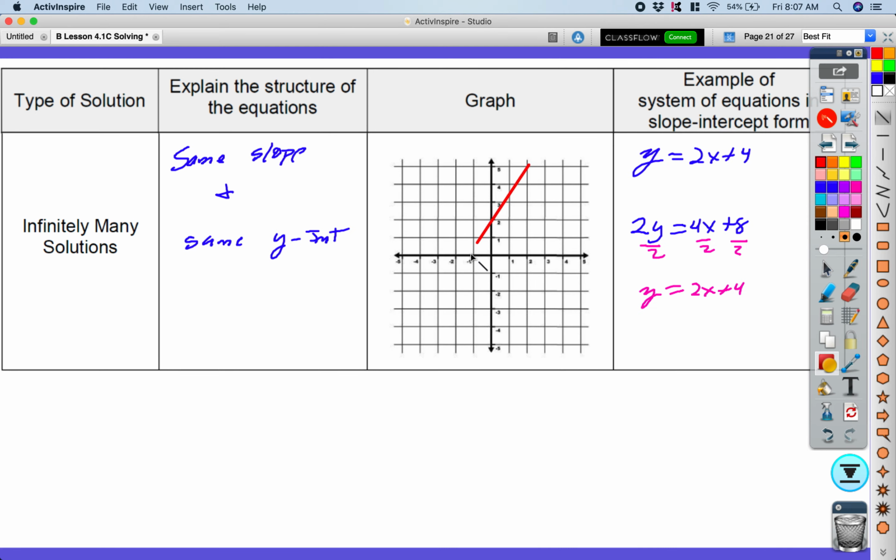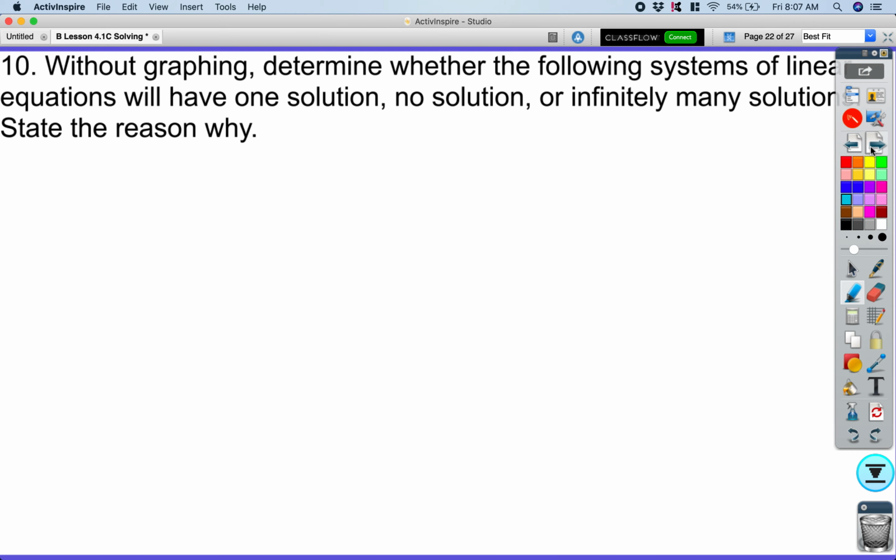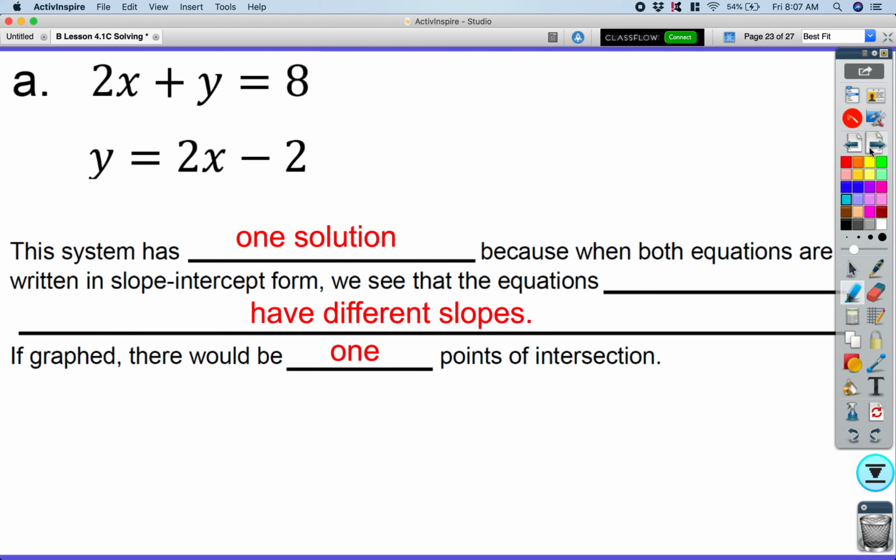So then when I graph this, it looks like this, and then I would have a line right on top of it. So it would look like this. Okay, so that's the structure. So without graphing, let's go and determine how many solutions these have.